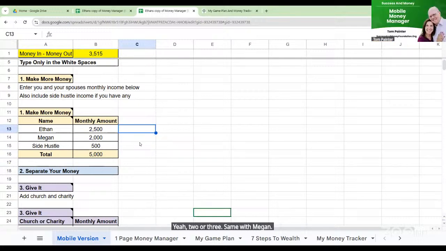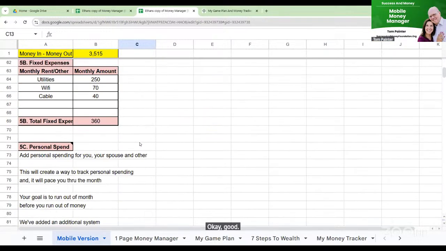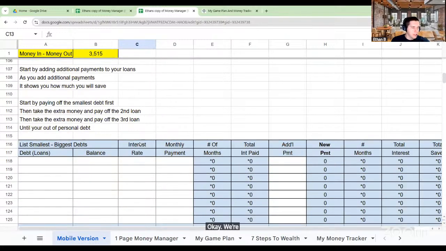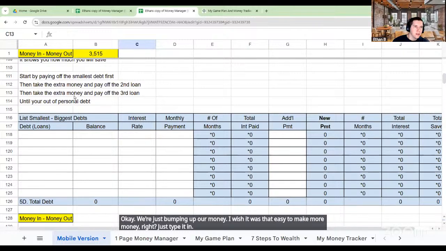Okay, good. We're just bumping up our money. I wish it was that easy to make more money, right? Just type it in.